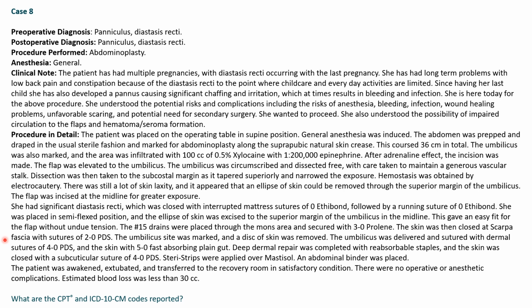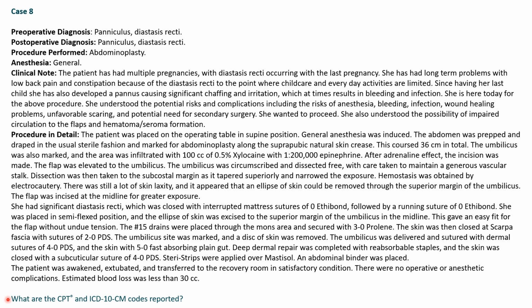The umbilicus was delivered and sutured with dermal sutures of 4-0 PDS, and the skin with 5-0 fast absorbing plain gut. Deep dermal repair was completed with reasonable staples, and the skin was closed with a subcuticular suture of 4-0 PDS. Steri-Strips were applied over Mastisol, an abdominal binder was placed, the patient was awakened, extubated, and transferred to the recovery room in satisfactory condition. There were no operative or anesthetic complications. Estimated blood loss was less than 30 cc's.